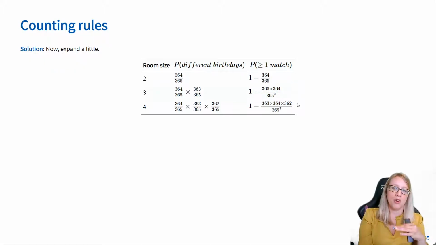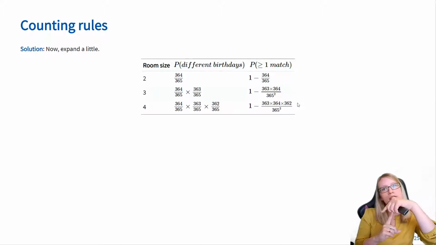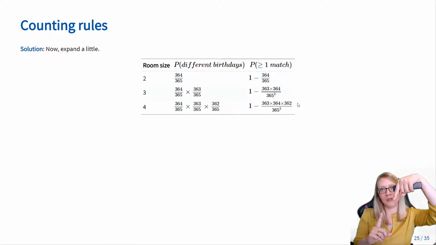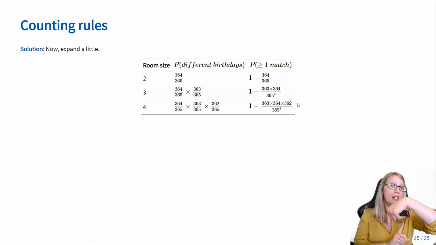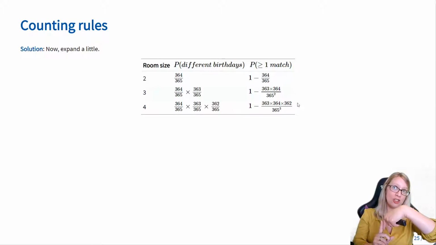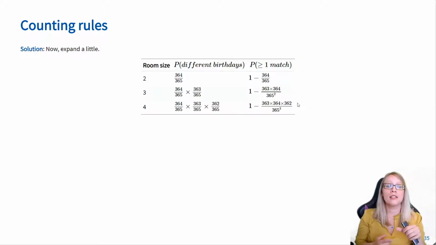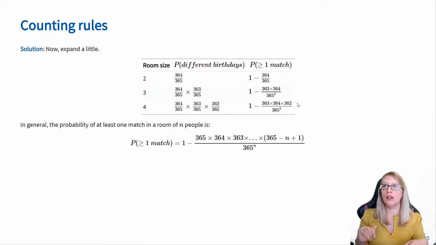Let's go out a little bit more. Say a room size of 3. For a size of 3, the first person's fixed. The second person has to have any of those 364 other days. Once we know the second person's birthday, person 3 has 363 days left to not get a match. So the probability of different birthdays is 364 times 363 over 365 squared. Keep going for a room size of 4 in general until we get something like this.